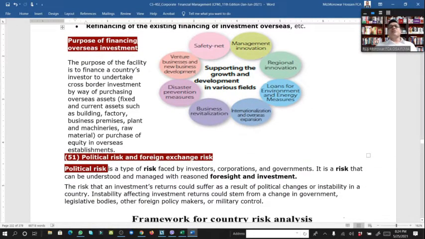Purpose of financing overseas investment. What would be the purpose? The purpose of financing is to finance a country's investor to undertake cross-border investment, that is investment in another country, by way of purchasing overseas assets or purchasing equity overseas for establishment. And here it is said, supporting the growth and development of various fields.